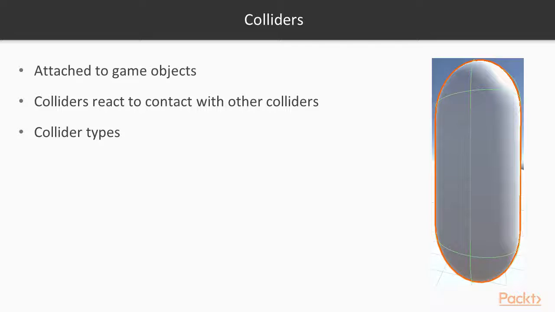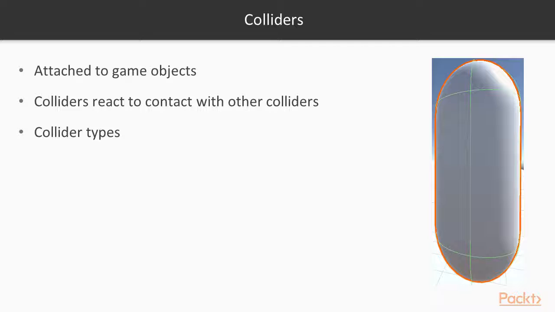We create and attach colliders to game objects. The Unity game engine detects when colliders come into contact with one another, and your game objects will respond appropriately. There is a requirement that one of the objects have a rigid body component attached to it. You can think of colliders as an invisible force field around an object.